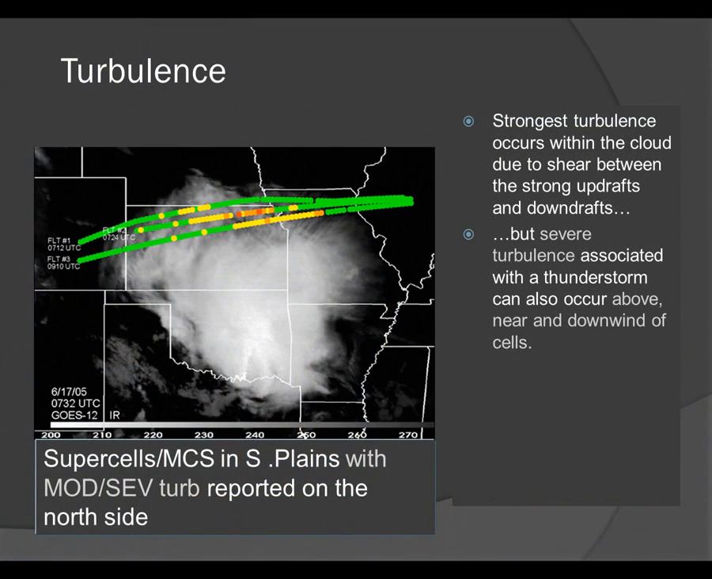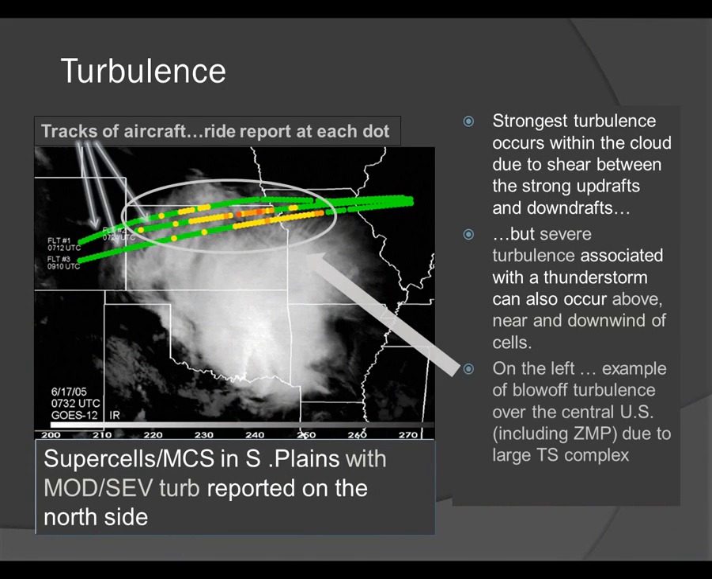Finally, let's look at turbulence. The strongest turbulence with a thunderstorm occurs within the cloud due to shear between the strong updrafts and downdrafts. But severe turbulence associated with a thunderstorm can also occur above, near, and downwind of the cells.